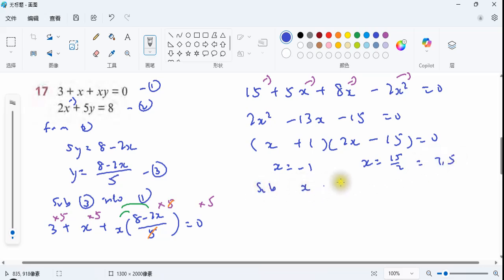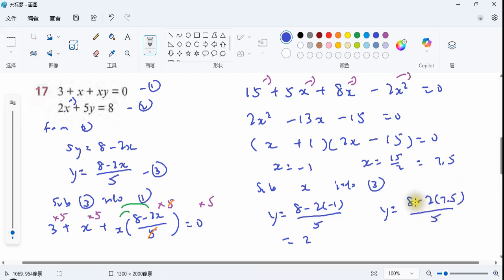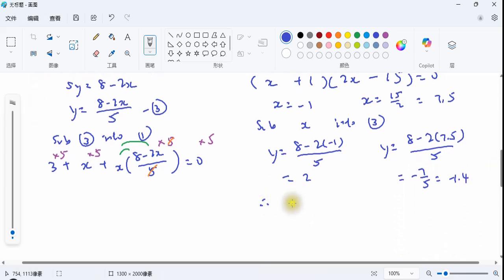So we sub the value of x into equation 3, y equal to (8 minus 2 times negative 1) over 5, 10 over 5, 2. y equal to (8 minus 2 times 7.5) over 5. So 8 minus 15, then it's negative 7. So negative 7 over 5, negative 1.4. Okay. So when x equal to negative 1, y equal to 2, and then when x equal to 7.5, y equal to negative 1.4.